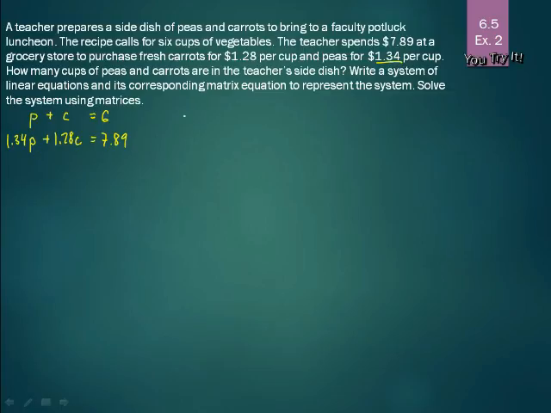And so now that we have those, we can write a matrix for it. Using the coefficients, we would have 1 and 1 on the top, and then 1.34 and 1.28 on the bottom, and then times P, C, since the P came first in our equations, and then equals 6, 7.89.